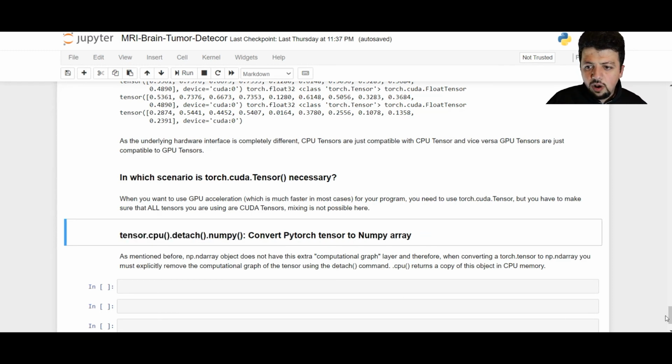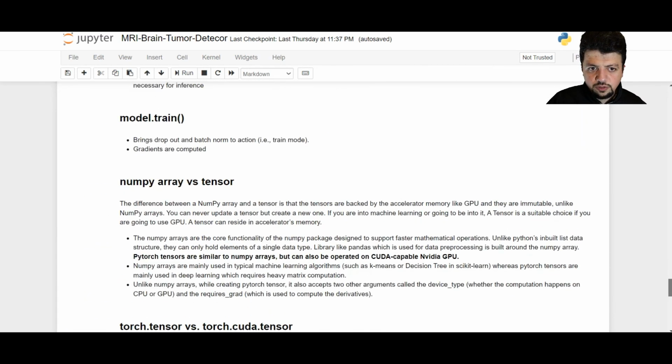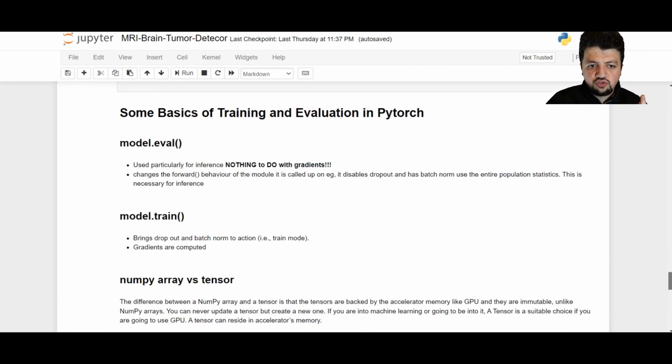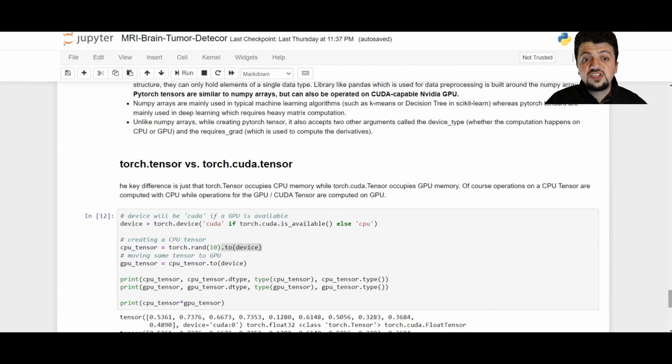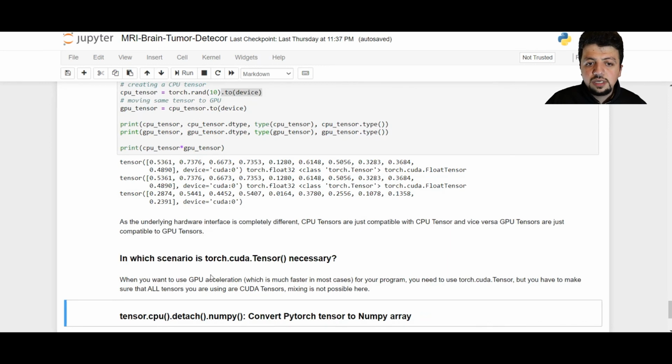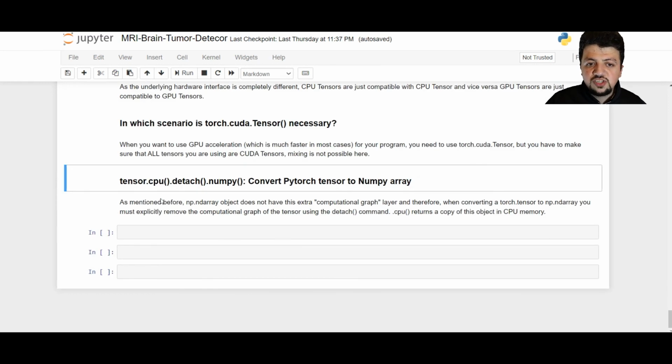So here are the main things we talked about: model.eval, model.train, the difference between a tensor and a NumPy array, the difference between a CPU tensor and a CUDA tensor, and finally we talked about tensor.cpu().detach().numpy(). We'll be working with all of these a lot later on.